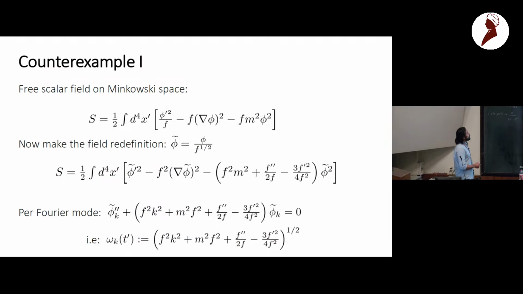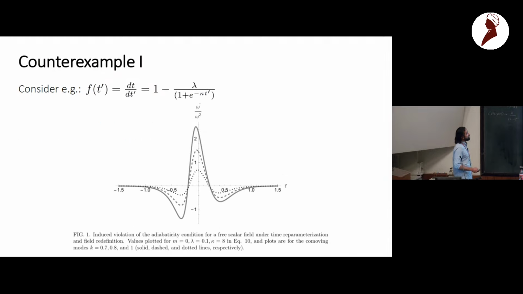And then I say, oh, cool, let me just make this field redefinition. I just absorb this, since it's a non-canonical kinetic term, and redefine things, and look, I have what looks like an effective frequency for these modes when I quantize them, which I can engineer to arbitrarily violate the adiabaticity condition at will. This thing is literally just a time-dependent reparameterization. It's just a rescaling of time that changes by this rapidity.